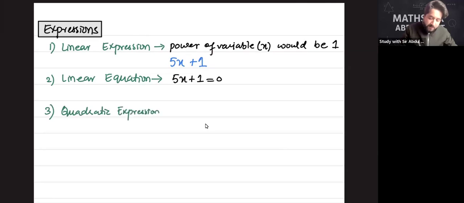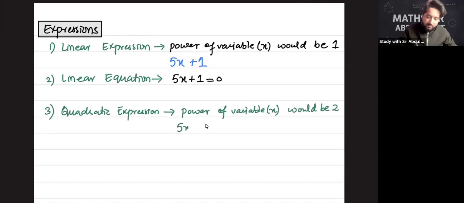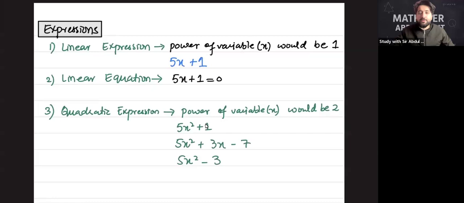Quadratic expression. So in a quadratic expression, the power of the variable, x or y, whichever it is, would be 2. For example, let me write this as 5x squared plus 1. Yeah, this is a quadratic expression. 5x squared plus 3x minus 7. This is a quadratic expression. 5x squared minus 3. This is a quadratic expression because its power is 2. So these are technically three examples of quadratic expressions, because they are technically of power 2.